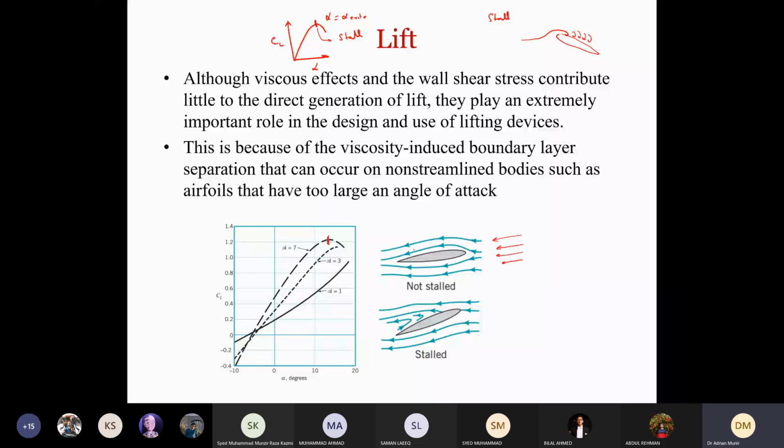But now when we increase the angle of attack, you can clearly see that the flow is separating at this point. When the flow separates at this point, this will induce additional force in the downward direction, and as a result, the lift force is going to decrease. This is called stalling. So when the aircraft becomes stalled, the viscous effects become dominant.